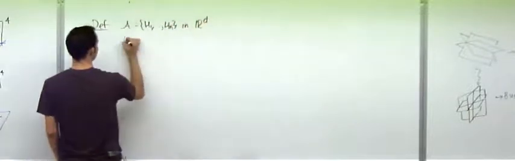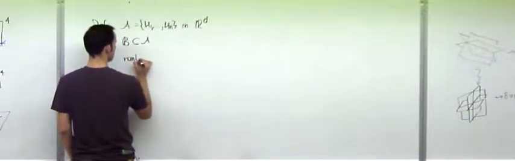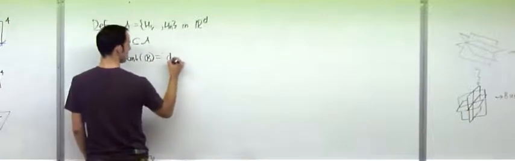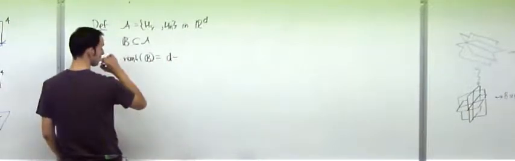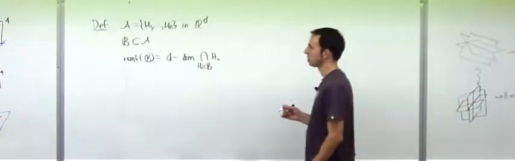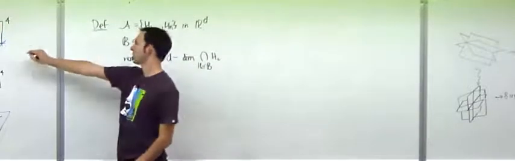And let's say that you have some subset B of A. Then I'm going to define the rank of B to be d minus the dimension of the intersection of the hyperplanes in B. So let's see what this means. Maybe let's do it for this example.